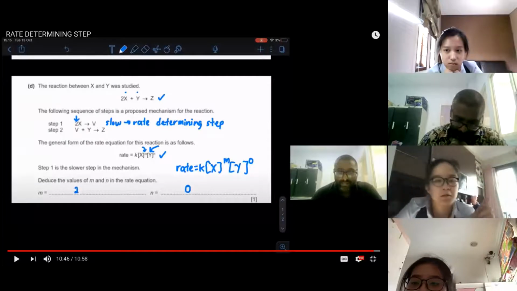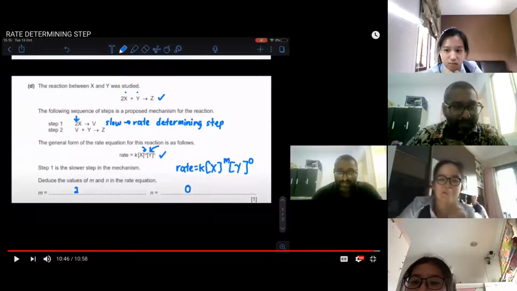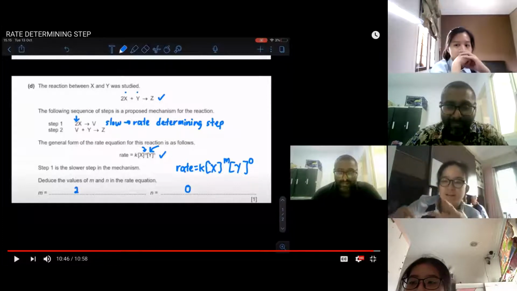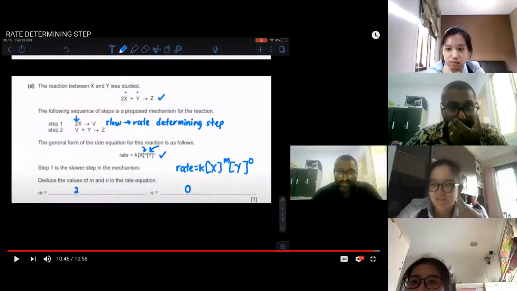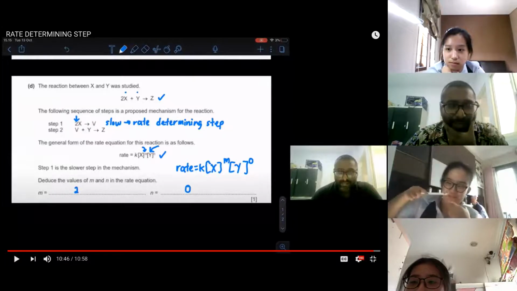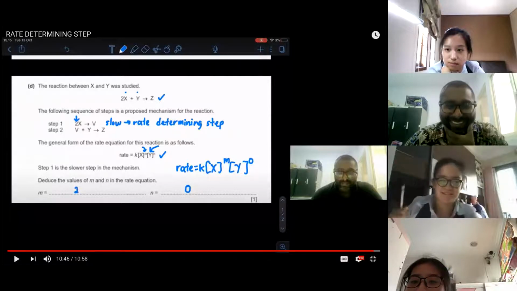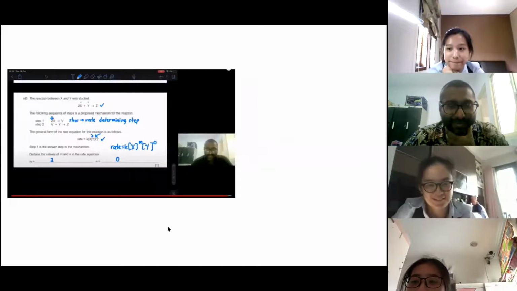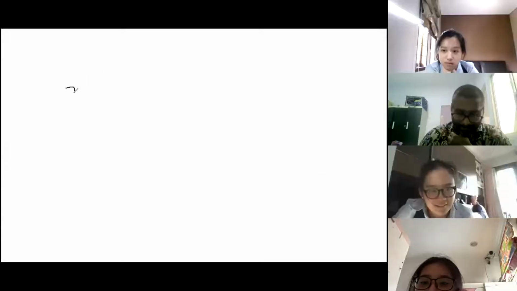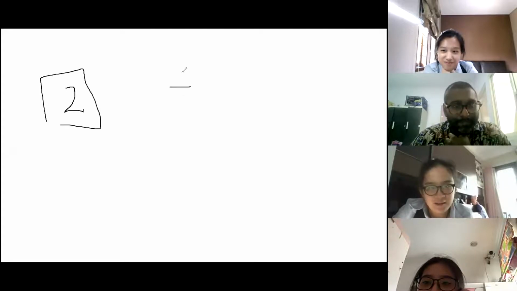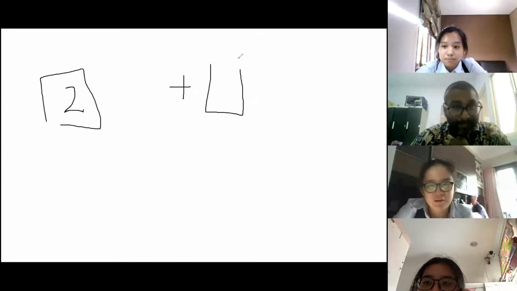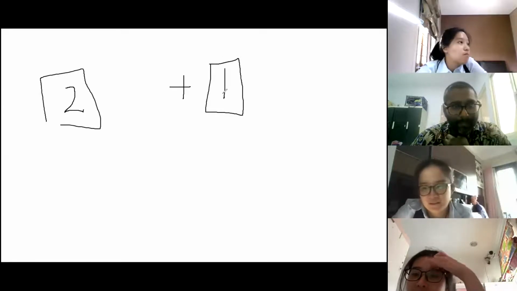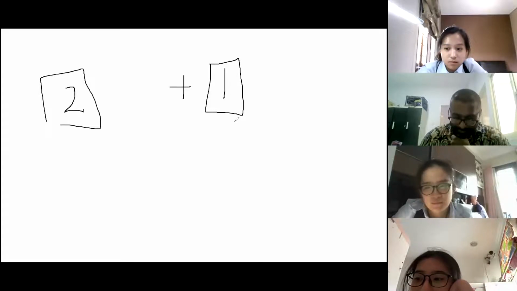Sir, what if, for example, there are 2 reactants and one is 2 and one is 3? Can you annotate? Cannot understand. Write it down. Okay. Example, if the reactant one is 2, the coefficient, and then the other one is 1. The order of reaction is which one? It means, are you talking about the slow step?